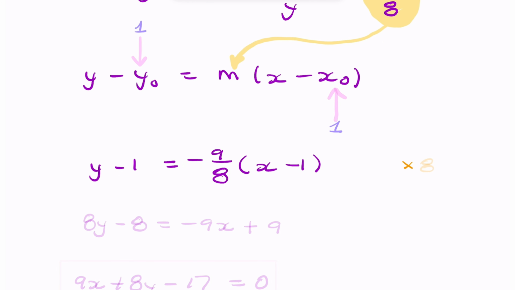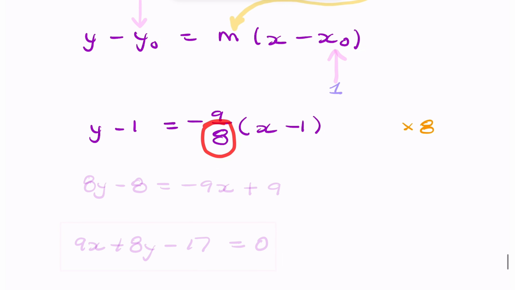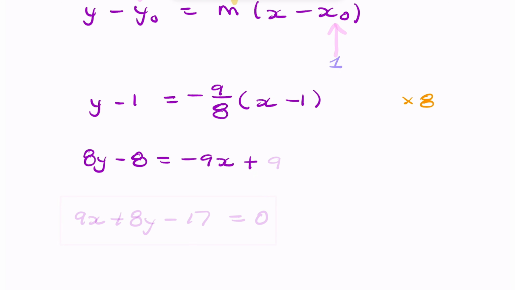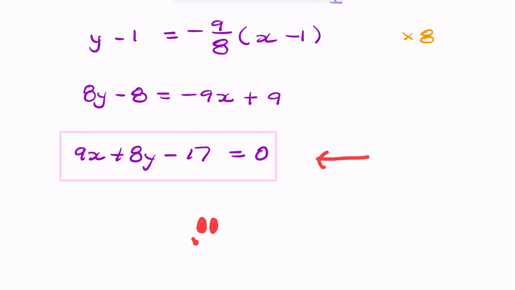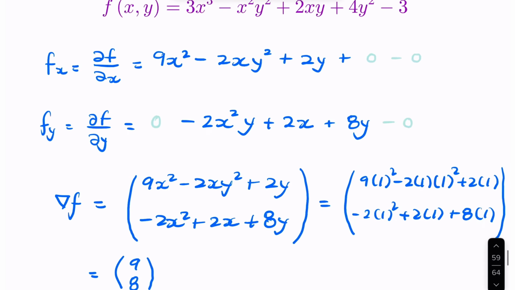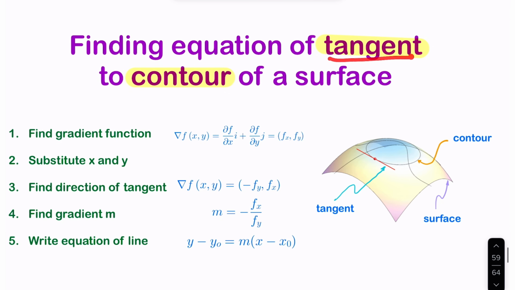And if you multiply throughout by 8 to get rid of the denominator, you'll have 8y minus 8 equals minus 9x plus 9. And you can rearrange that to 9x plus 8y minus 17 equals 0. And I think that should be your final answer. So that's the equation of the tangent to the contour of a surface at a given point.